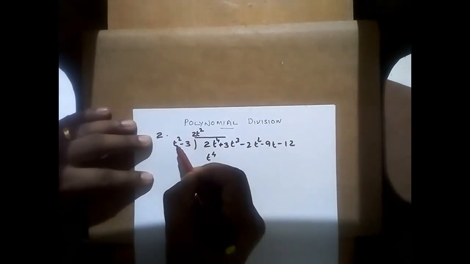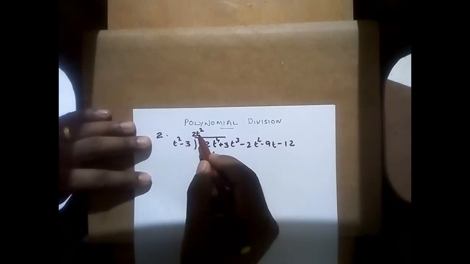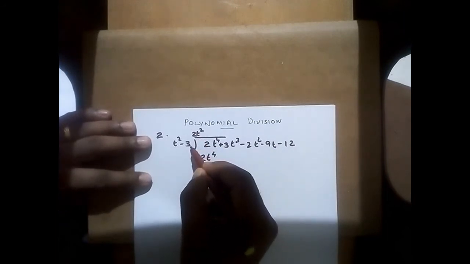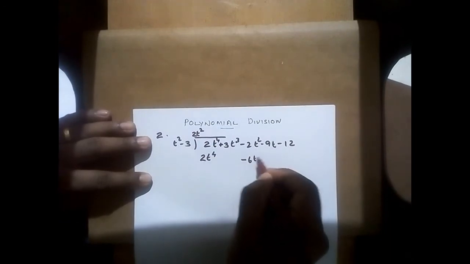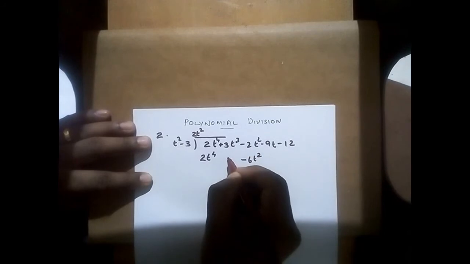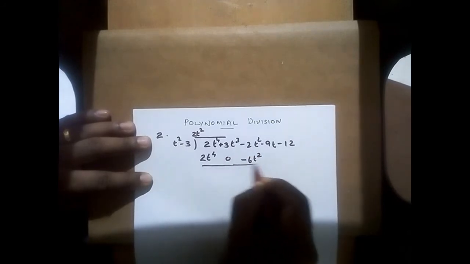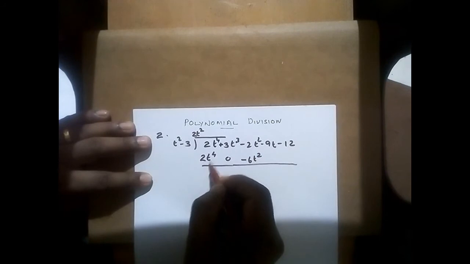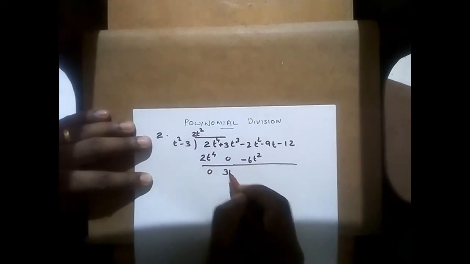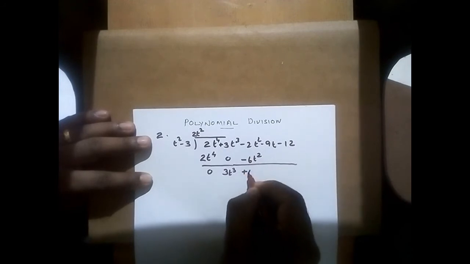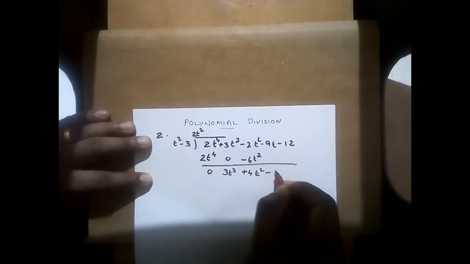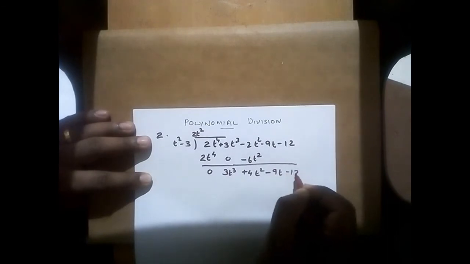So 2t square into t square is 2t raised to 4. 2t square into minus 3 is minus 6t square. I have to write it below the respective term. So below t square, here it is 0. Now subtract. 2t raised to 4 minus 2t raised to 4 gives me 0. 3t cube will come down as it is. Minus 2t square minus of minus 6 means plus 4, so plus 4t square minus 9t minus 12.